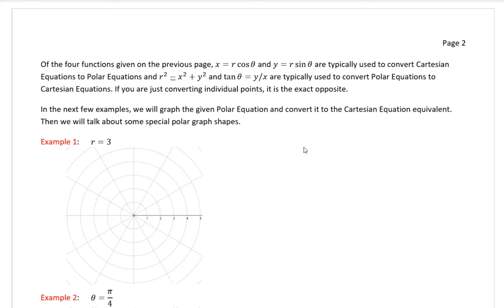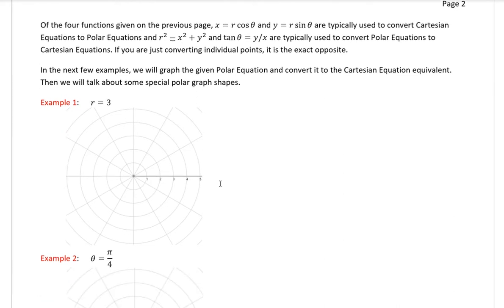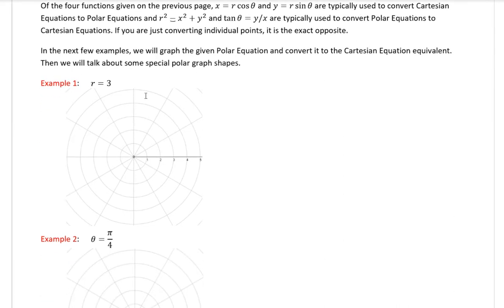Now, in the next few examples, and most of what we're going to be doing in this video, we're going to show how to graph polar equations and special types of them. So what I'm going to do with these ones is we're going to graph them, and then we're also going to convert it to its Cartesian equation equivalent. When graphing them, we may even be able to recognize if the equation is going to be correct or not.